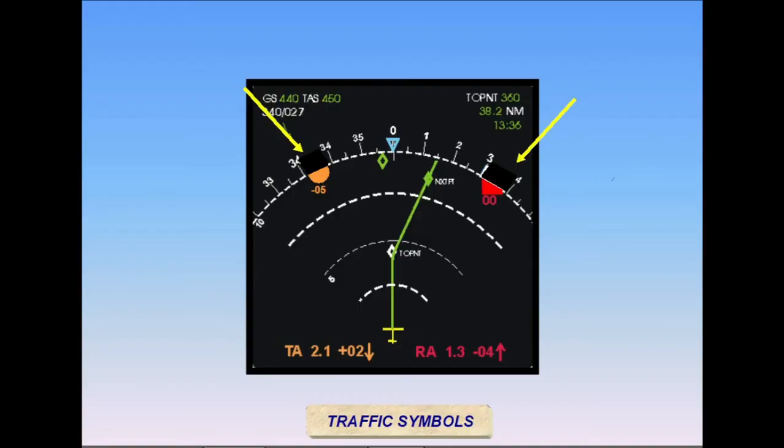Symbols will appear on the correct azimuth at the extreme limits of the display when they cannot be displayed because of the range scale selected. Data tags are color-coded the same as the complete symbol to indicate the level of threat.